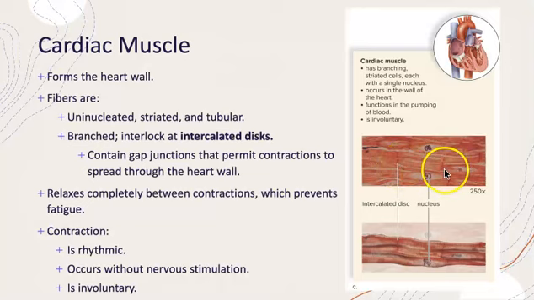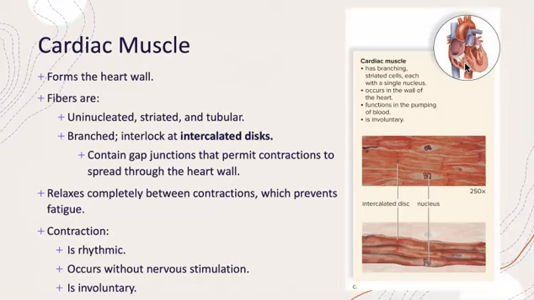And in these discs, we're going to have special gap junctions, so almost like pores that are going to allow contractions within one cardiac muscle cell be transferred into another one, so we can have parts of the heart contracting at the same time. For instance, the atria contracting at the same time, and then our ventricles contracting at the same time. We will also have these cells relax completely between contractions, which helps these cardiac muscle cells prevent fatigue.